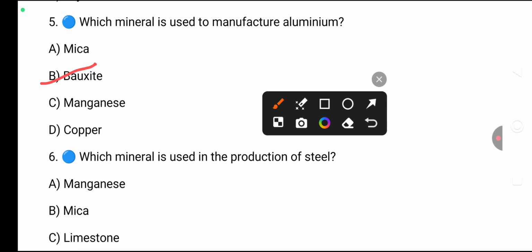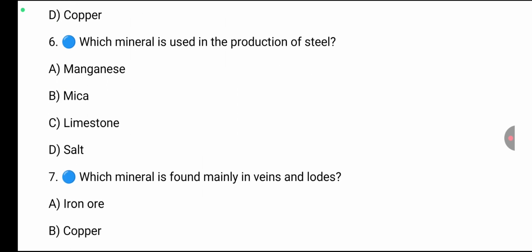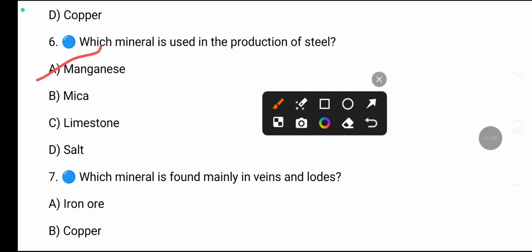Now moving on to question number 6. Which mineral is used in the production of steel? Options are manganese, mica, limestone and salt. Answer will be A, that is manganese.